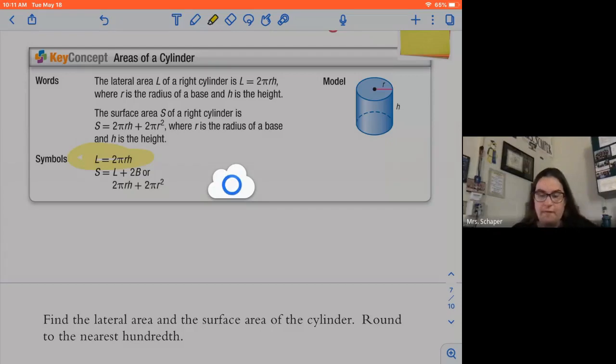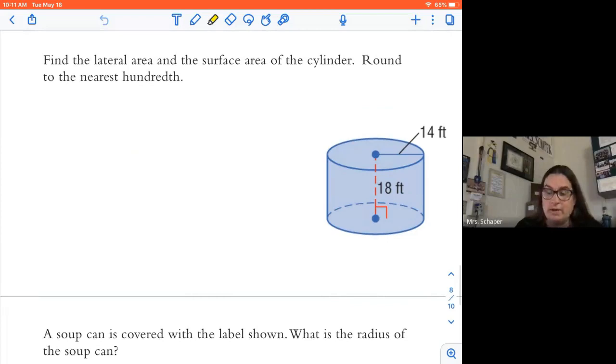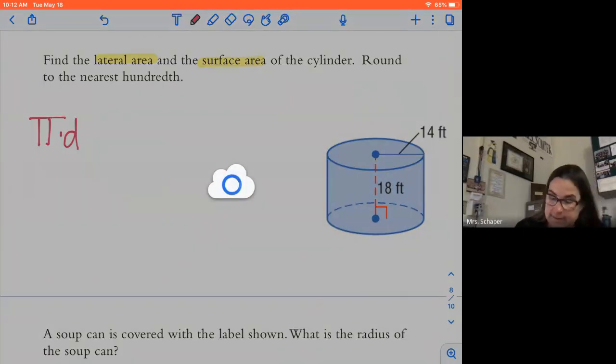So now when we want to find the lateral surface area of the cylinder, we're finding two different answers, one lateral, one surface. So the lateral area is going to be pi times diameter times the height. So then pi times 28 times the height, which is 18.